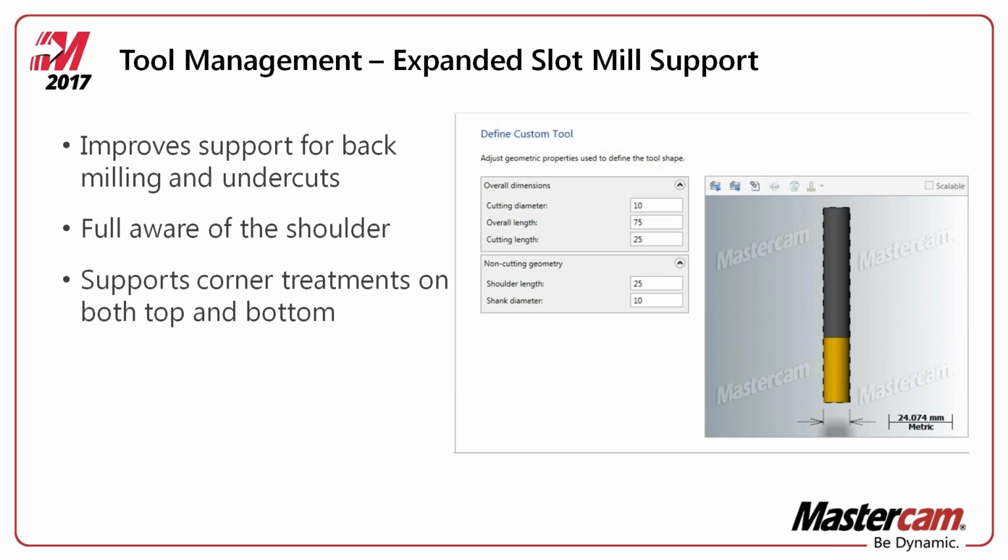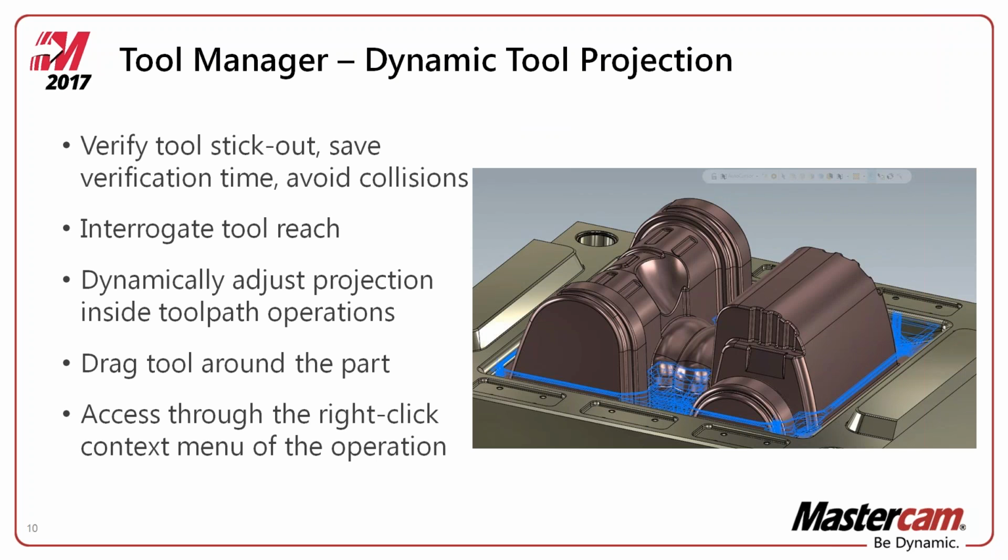Some of the slot mill support we've added is being fully aware of the shoulder, so I can collision check against that. Of course, we can also use some of the corner treatments on the very top and bottom of that as well, being added in there.